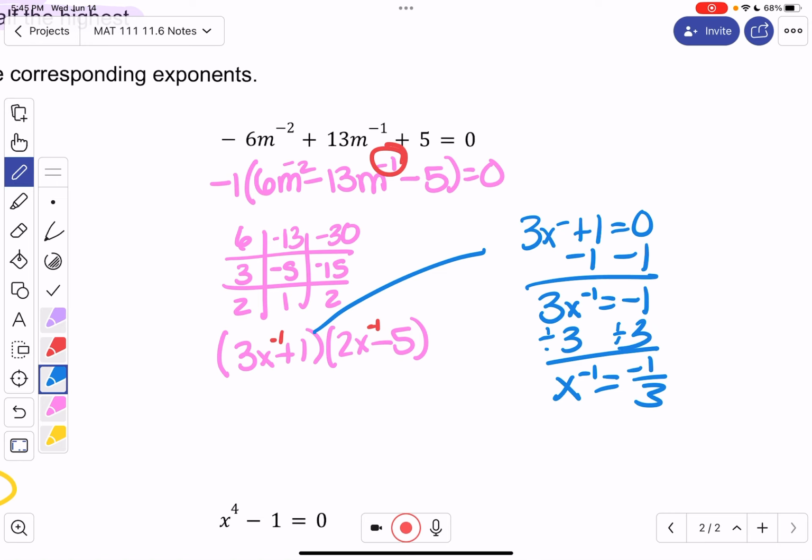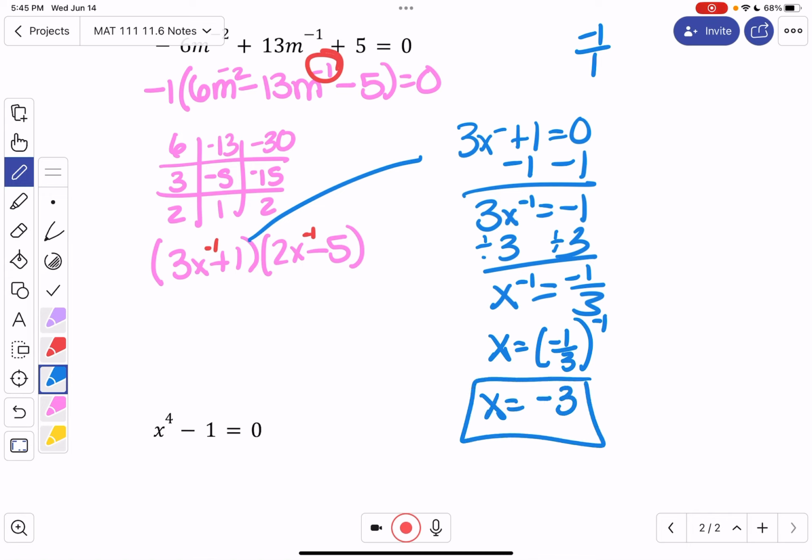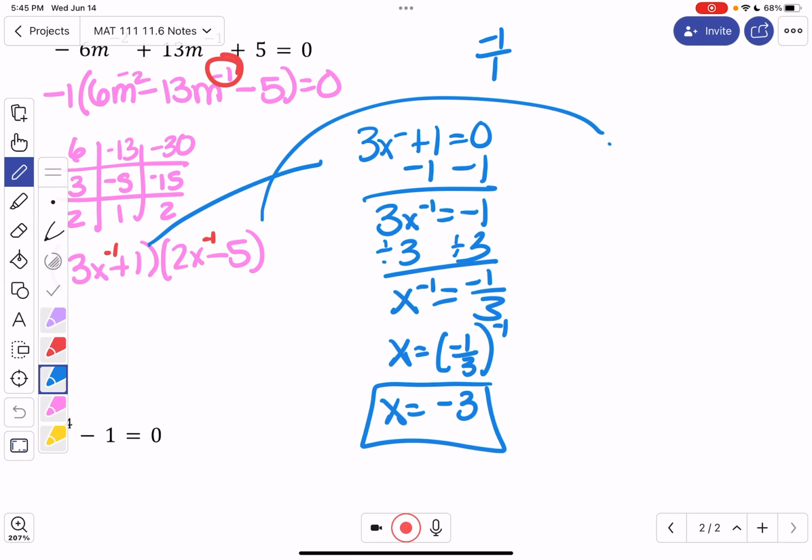To get the x on the other side, using our exponent rules, we'd flip it. So -1 over 1 flips to be the same thing. So we have -1/3 to the -1. And a negative exponent would flip our fraction. So we get -3.